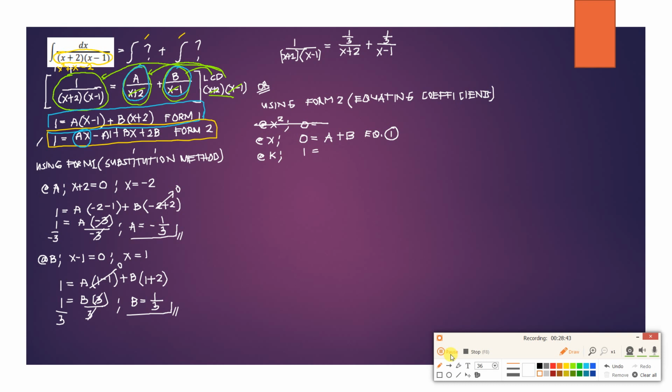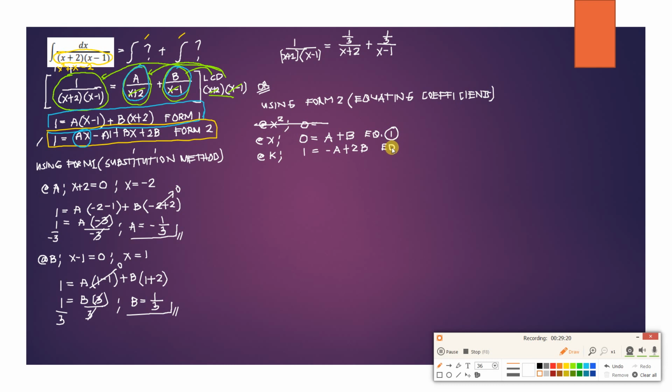Siyempre, ang constant niya ay si a na minus. So, negative a. Okay, nasusundan. Tapos, bx. So, bx may x kasi. 0 siya. Tapos, yung 2b, okay, may constant tayo na 2b. Sana nasusundan nyo ako ha. So, meron na akong equation 2.